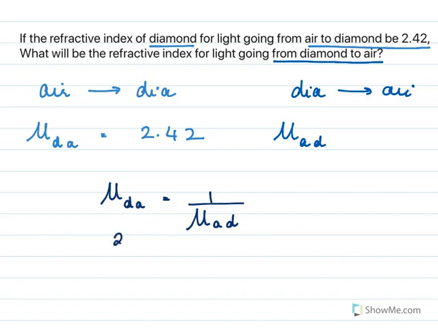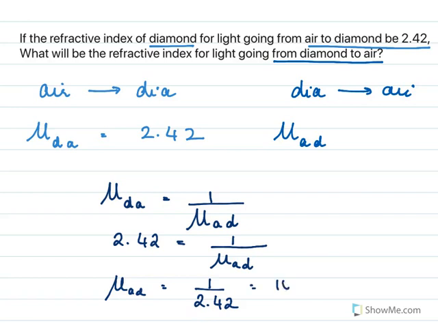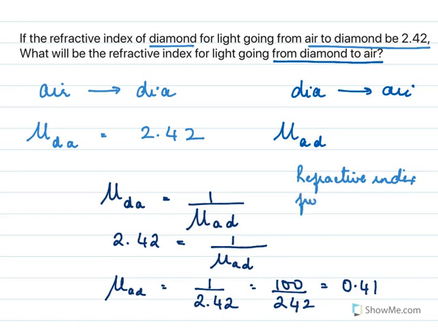So if we put the values here, 2.42 equals 1 over refractive index of air with respect to diamond. If we cross multiply, it will be 1 over 2.42, that is 100 over 242, which is equal to 0.41. So I can now say refractive index from diamond to air is 0.41. That means refractive index of air with respect to diamond is 0.41. They are reciprocals.